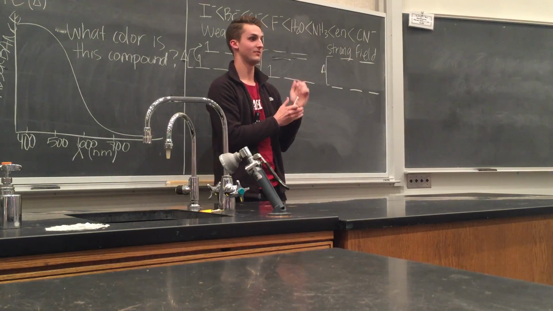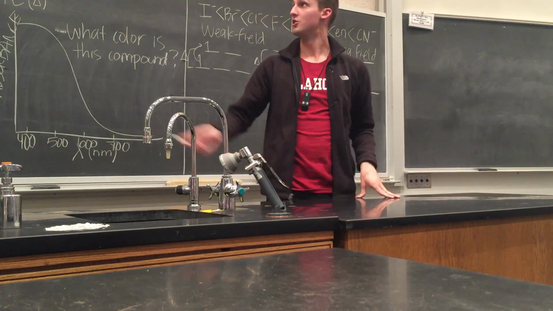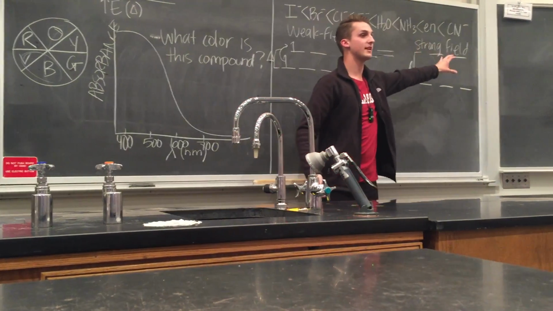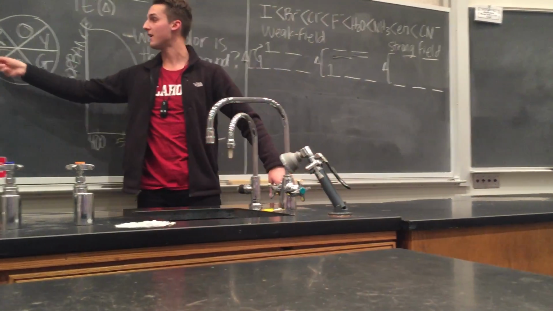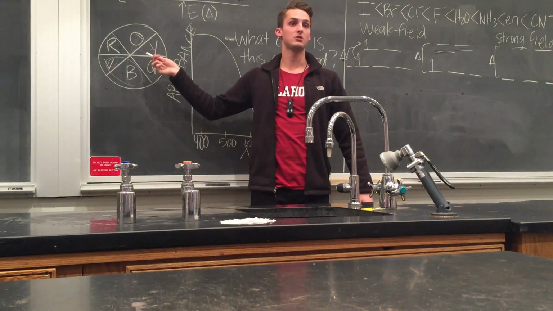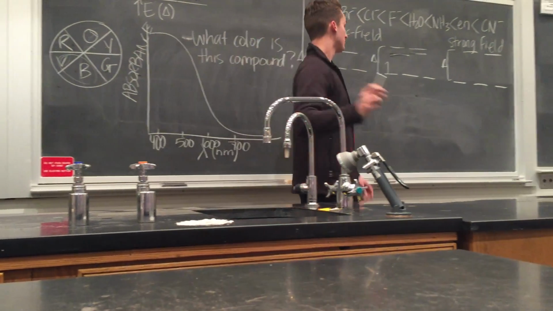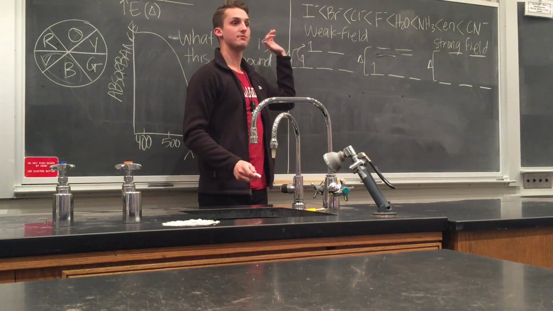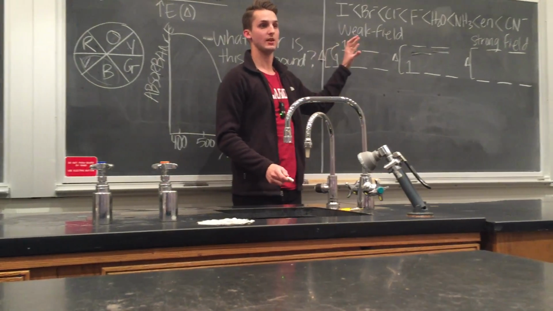Yellows, right? Use the color wheel. Don't forget about the color wheel. If they're absorbing the highest energy light, they're absorbing violet, so they're going to look yellow to us. So basically, we have all different colors of light that are coming in and hitting this thing.